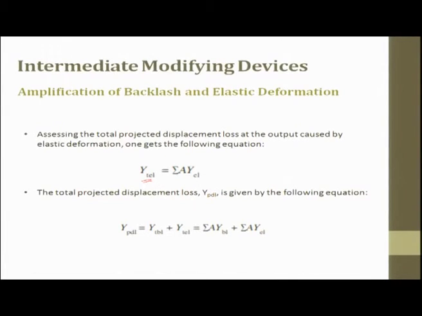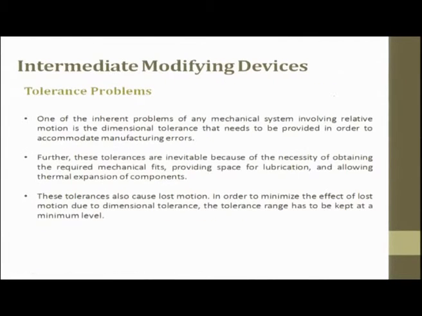So, the total projected displacement loss YPDL will be equal to YTBL plus YTEL, which is nothing but these two summations. What we get is the total projected displacement loss. So, these are all the losses because of backlash and elastic, and here there is also a gain which comes into influence. That is why we are trying to find out what the influence is.